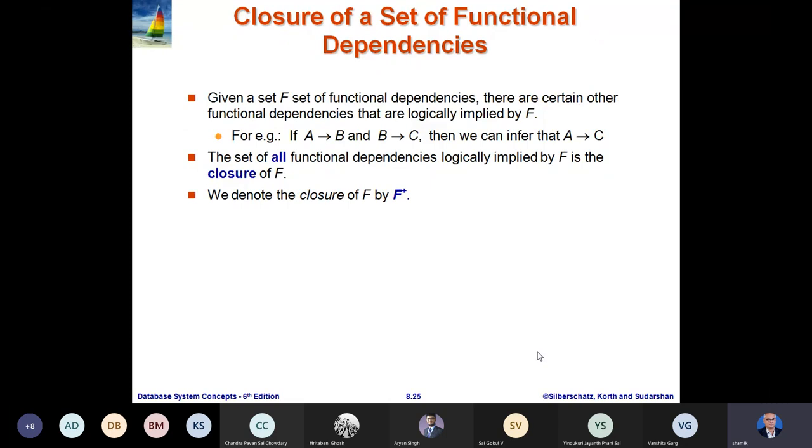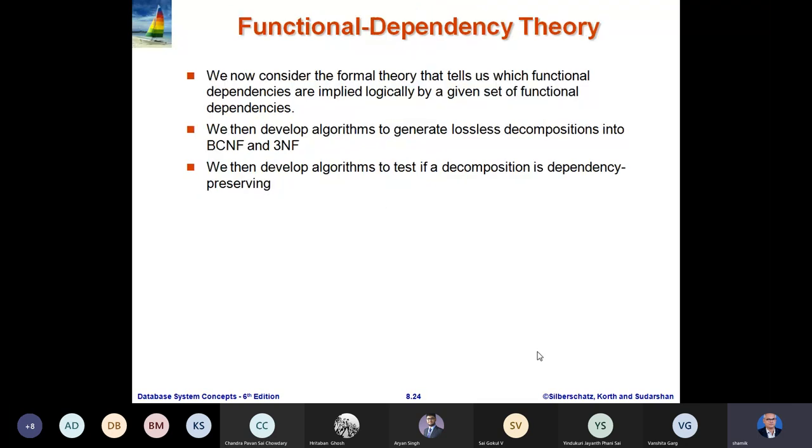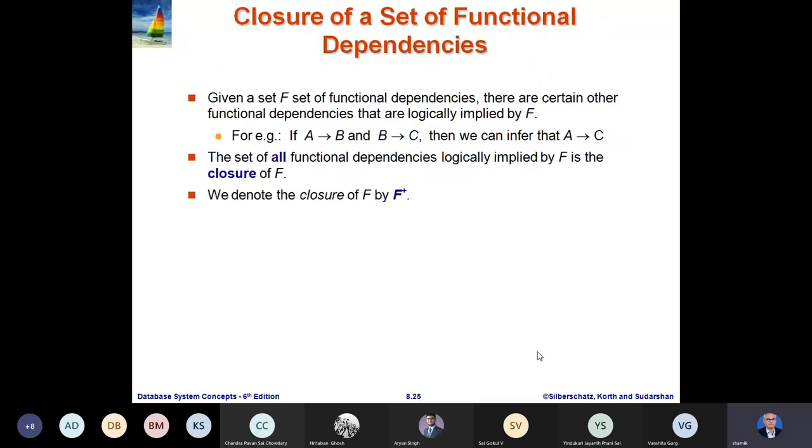So we will start this discussion about getting the closure of the set of functional dependencies, which is this first point here. So given a set F of functional dependencies, there are certain other FDs that are logically implied by F. As we have mentioned already, if A to B and B to C are in F, then A to C is also implied, and hence A to C will be there in F plus, other than this A to B and B to C, which are already there in F. And the set of all functional dependencies logically implied by F is called the closure of F. And we, of course, denote the closure of F by F plus.